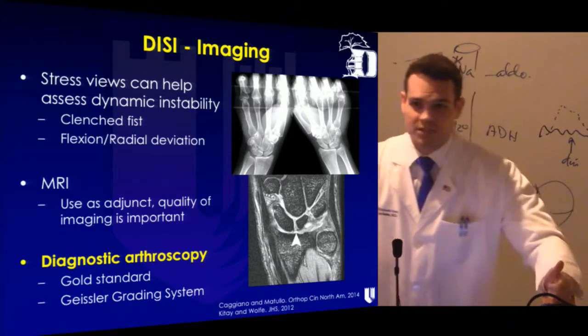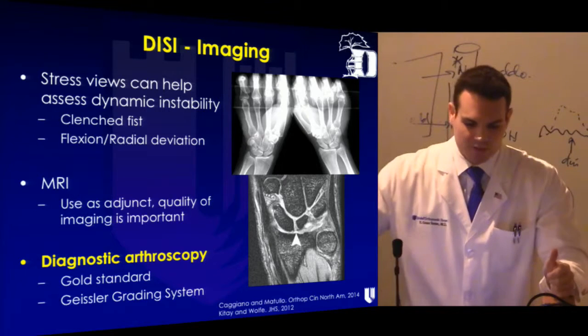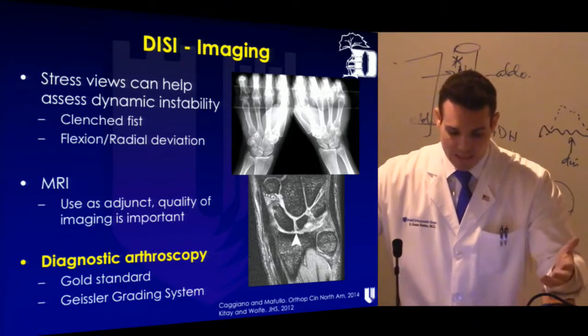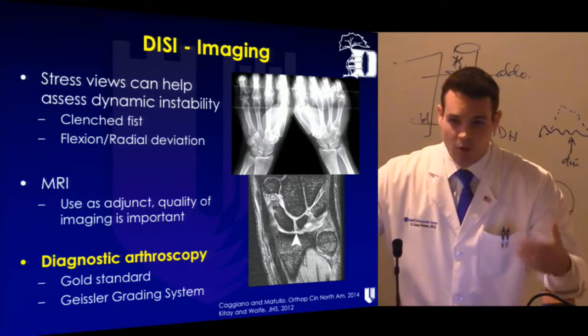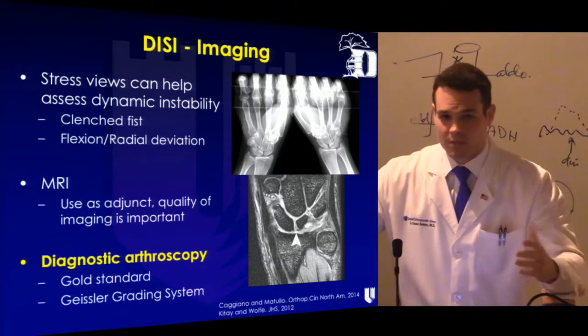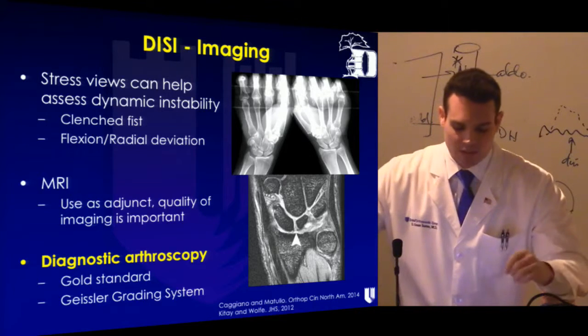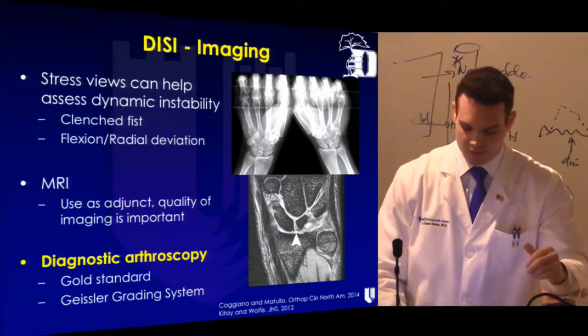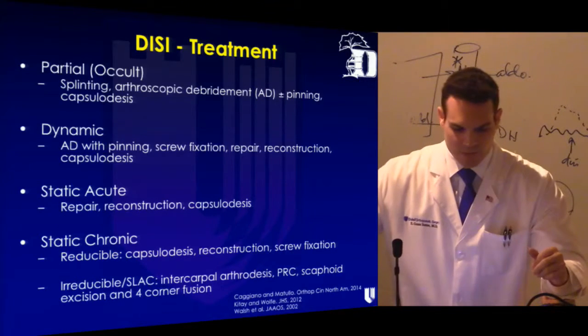Diagnostic arthroscopy is actually considered the gold standard, and it surprised me a little bit to start, but basically because this can be very difficult to diagnose, people will often go to a diagnostic arthroscopy, and there's a Geissler grading system, which we can talk about if we have time, but it's basically grading the level of injury based on arthroscopic findings. And then obviously if you're there, you can perform any therapeutic interventions you'd like.